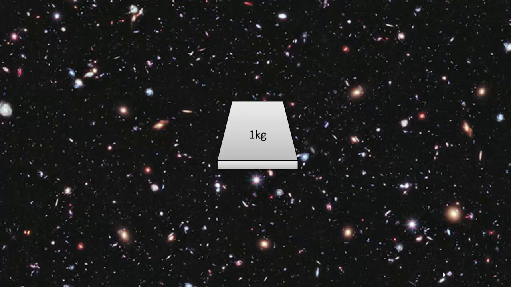A 1 kilogram mass in deep space, how much gravity will be pulling on that? Well, there is no gravity, so it weighs nothing.